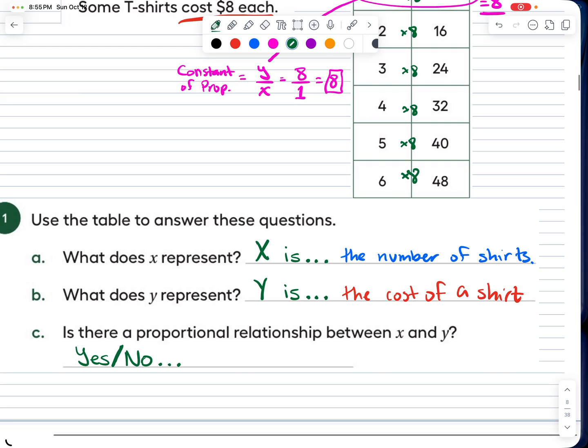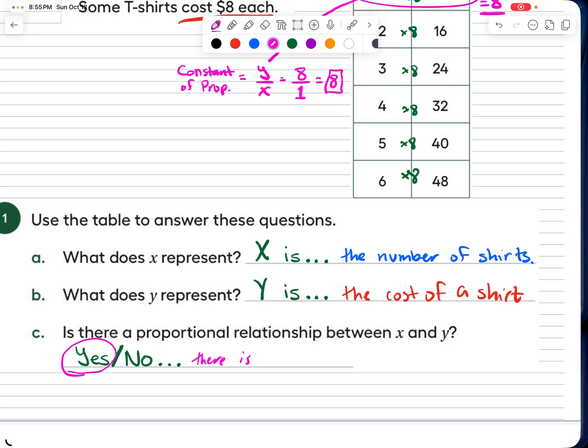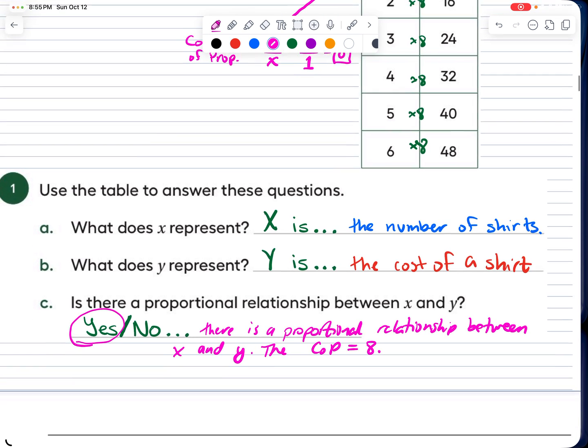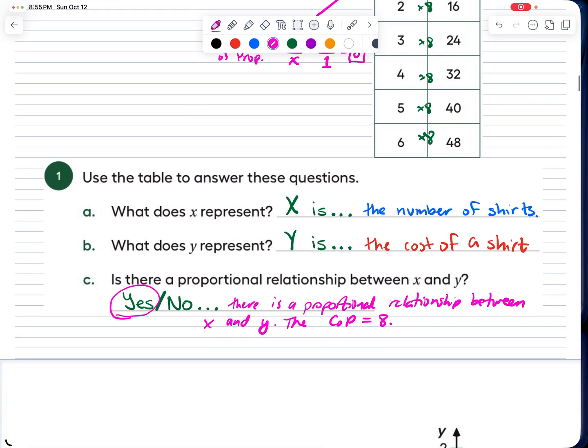So is there a proportional relationship in this? Yes. There is a proportional relationship between X and Y. The COP equals 8. The constant of proportionality equals 8. There you go.